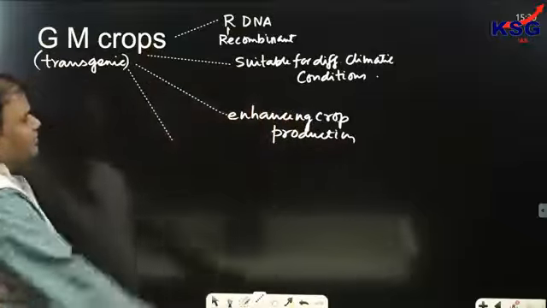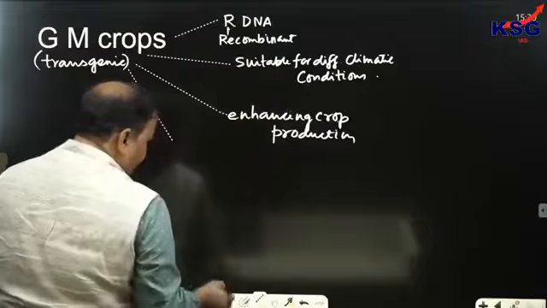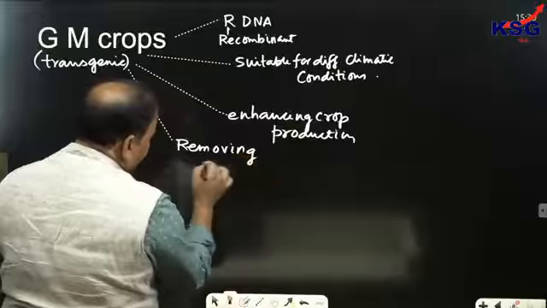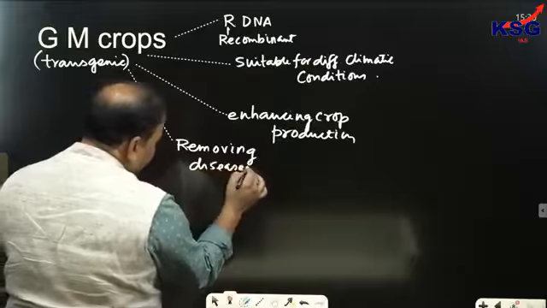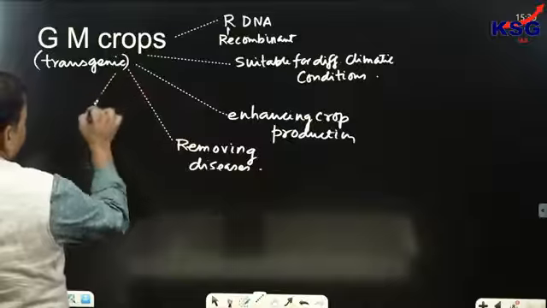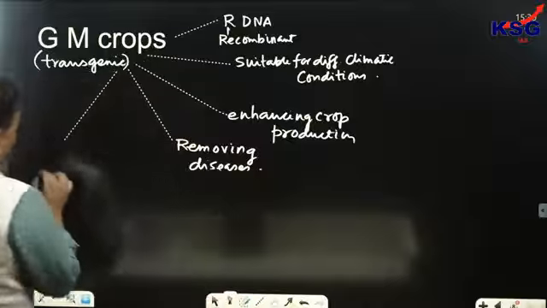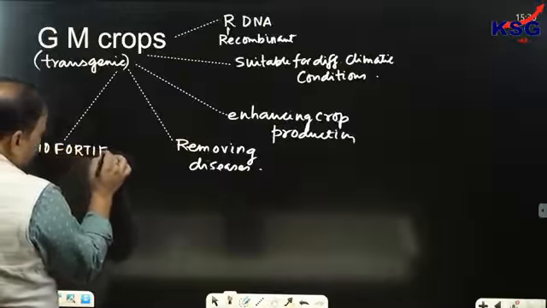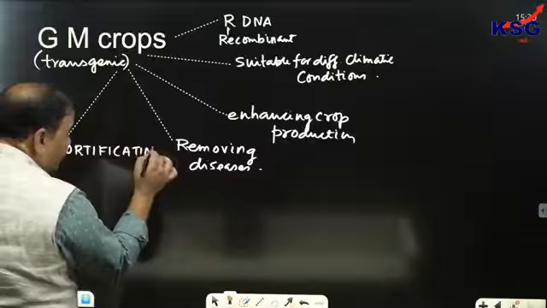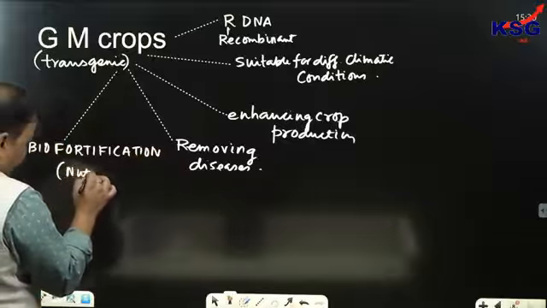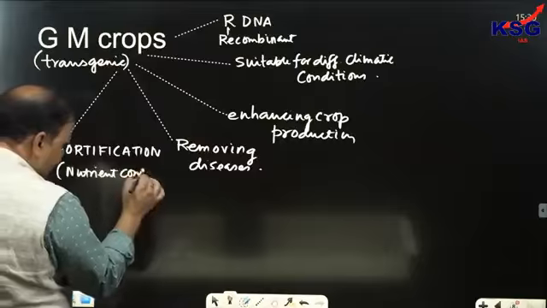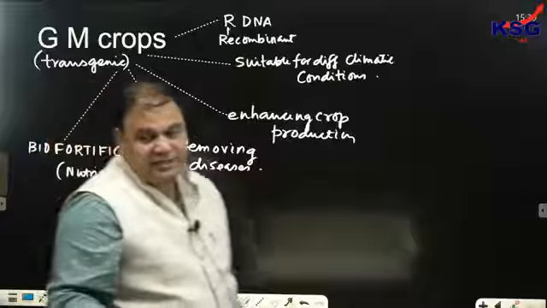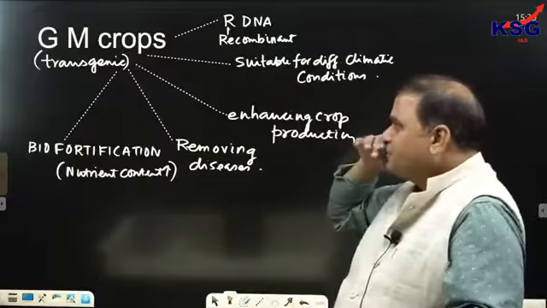So it is used for enhancing crop production. And also we can see that it is used for removing diseases associated with the crop. So diseases also would be removed with the help of GM crops. And it is also used for biofortification. Biofortification means to enhance the nutrient content of the crop. So if the nutrient content of the crop is enhanced, it is referred to as biofortification. For this purpose, it would be used.